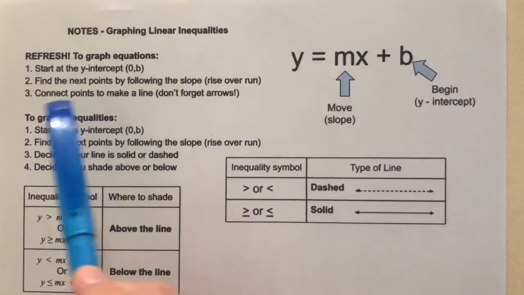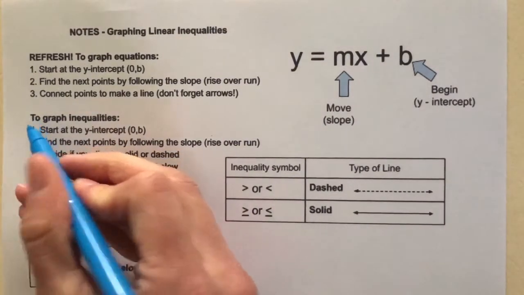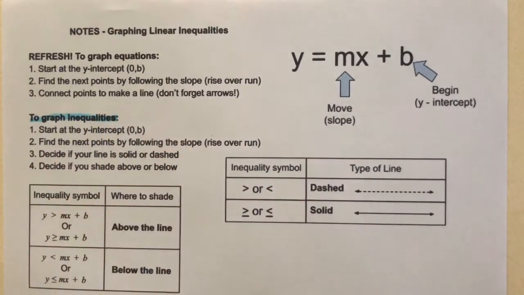When we're graphing a line, we would just connect the points and then we were done. We created a line. However, in an inequality, you're representing all of the numbers for the solution that are greater than or less than that line. So we have to look at two other things before we complete that graph. If you notice here, when it says to graph inequalities, your first two steps are exactly the same.